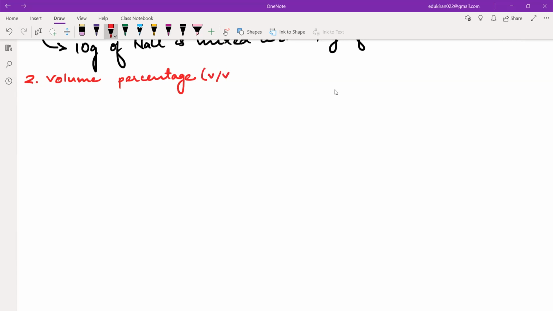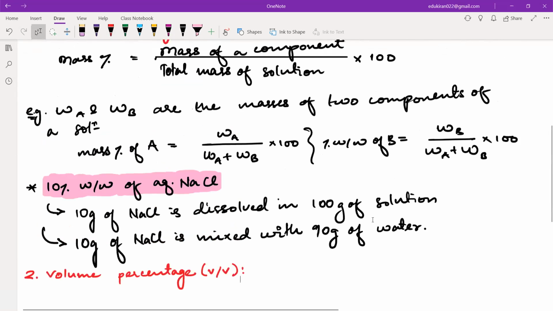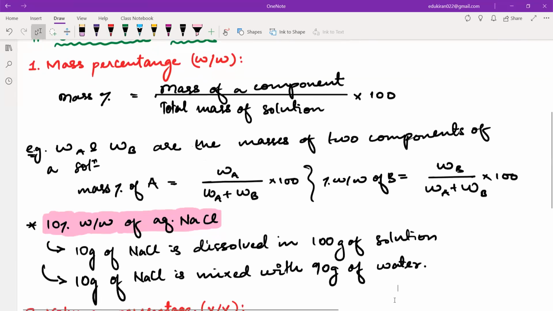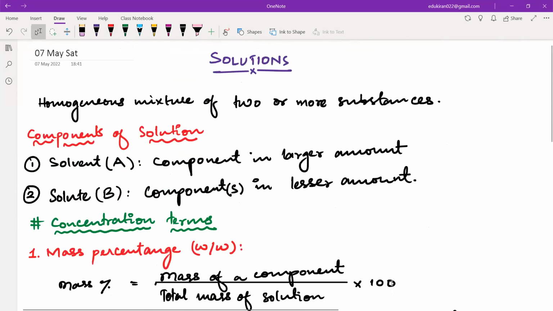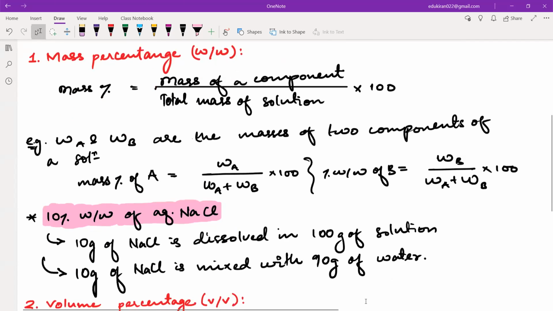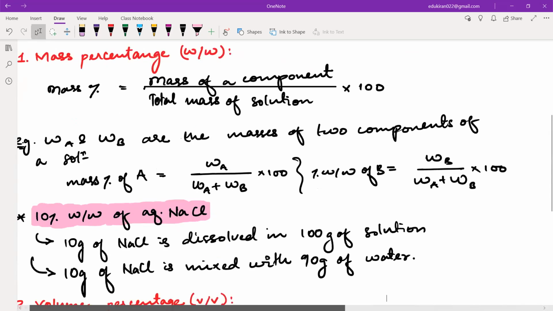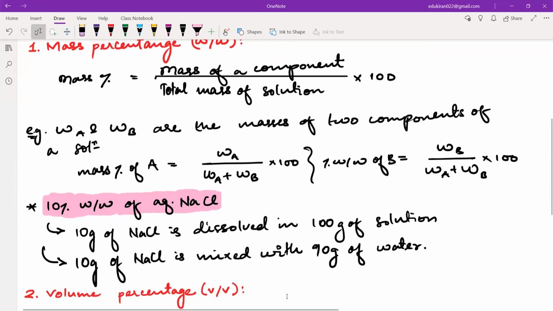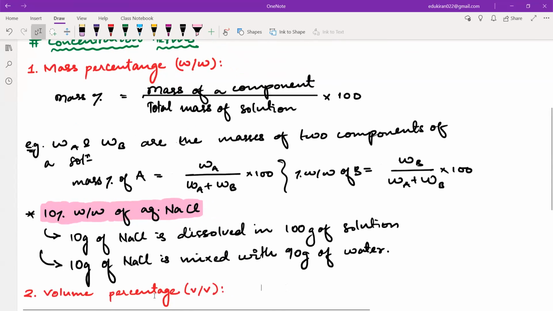Volume percentage. Okay, volume percentage is given by V by V. Hamza, you have to write mass percentage. First leave some space, about half a page. Then you will write concentration term. The first thing is mass percentage. You have already learned mass percentage in 11th standard, right? While you are writing this, you will remember what you studied in 11th standard. Then you will write volume percentage. It is the same as mass percentage. You just need to replace the word mass. Okay. And here you will write till here. Whatever you have written for mass percentage, you will write for volume percentage till here.